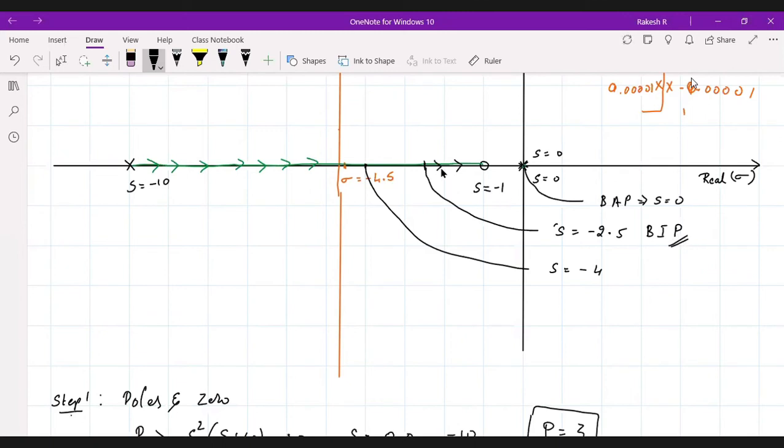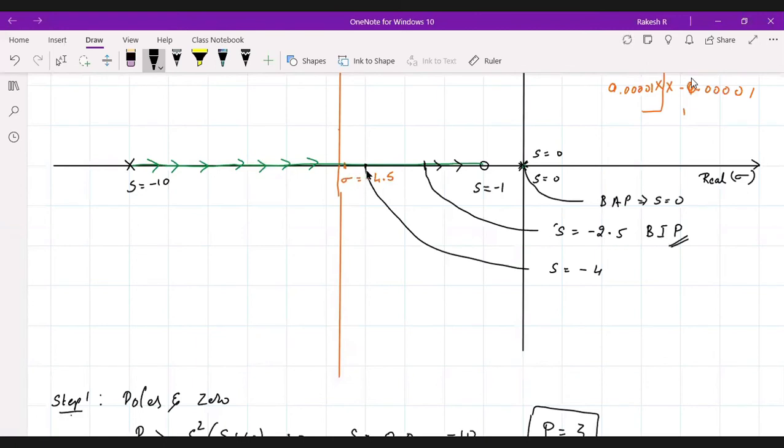Again I'm repeating. See here, towards right or left, we need to consider any one. Towards right or left, if we don't have any breakaway or break-in point, and if we don't have any pole, if we have only 0 towards right or left, any one side, that means that becomes a valid break-in point, right? If we have a pole here, this becomes a breakaway point. In place of S equals minus 1, if we have a pole, that means this becomes a breakaway point. But here we have a 0 here, so this becomes a break-in point.